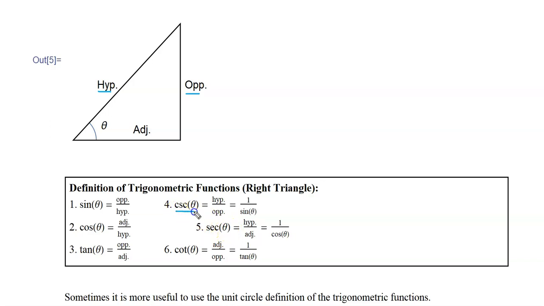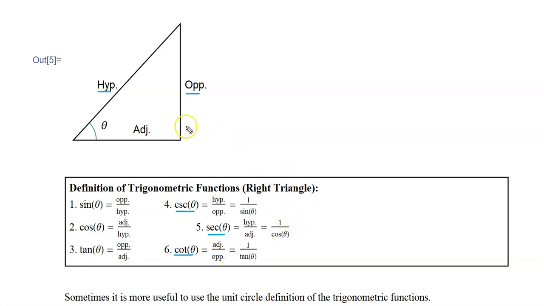The cosecant is 1 over the sine, and since sine is opposite over hypotenuse, the cosecant is going to be hypotenuse over opposite. The secant is 1 over cosine, or hypotenuse over adjacent, and the cotangent is 1 over the tangent, or adjacent over opposite.